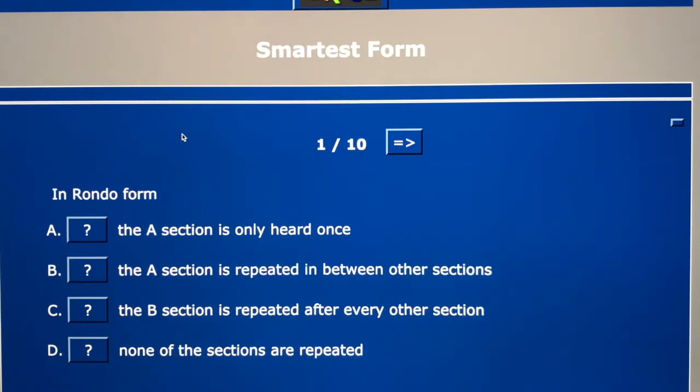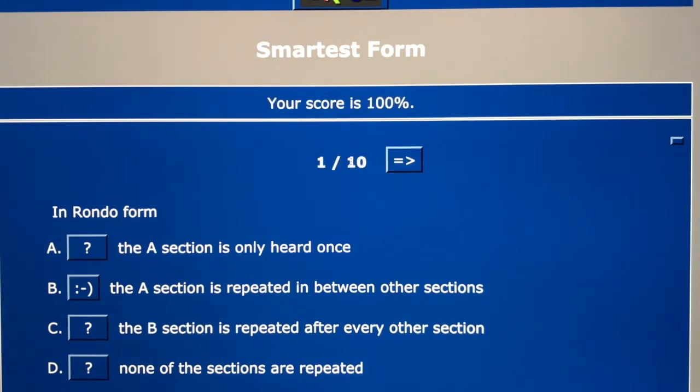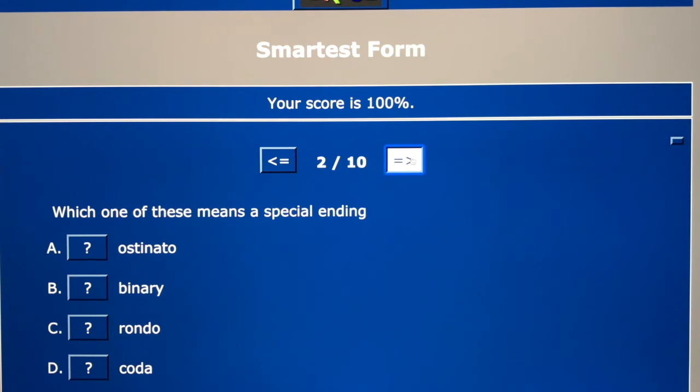And I'm just going to go through the answers. So in rondo form, question number 1, the A section is only heard once. The A section is repeated in between other sections. I think that could be the answer, B. Yes, well done, 100%. Second question, a special ending is known as a coda.